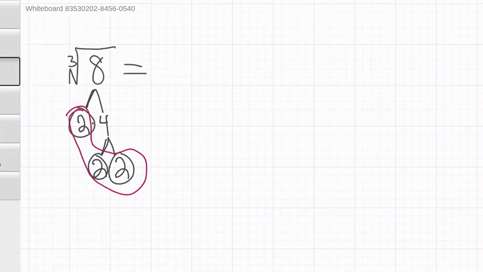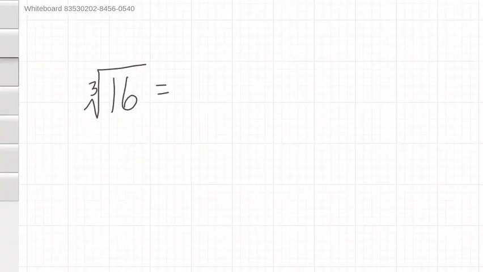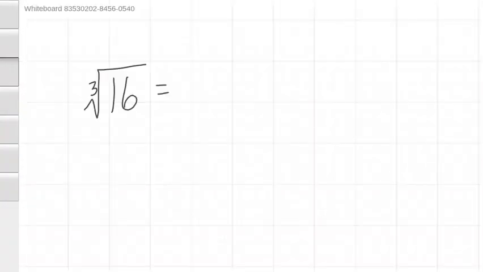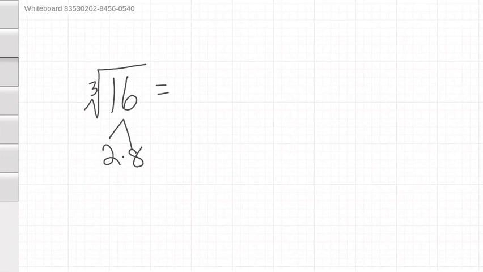So the cube root of 8 is 2. The cube root of 16. So let's break it down. We know that 4 times 4 is 16, but also 2 times 8 is 16.